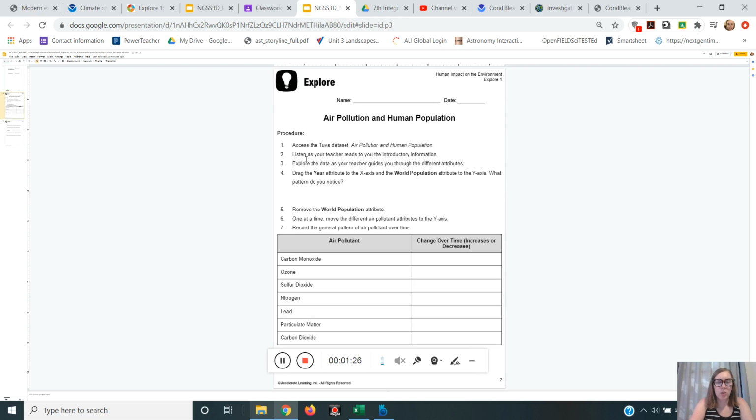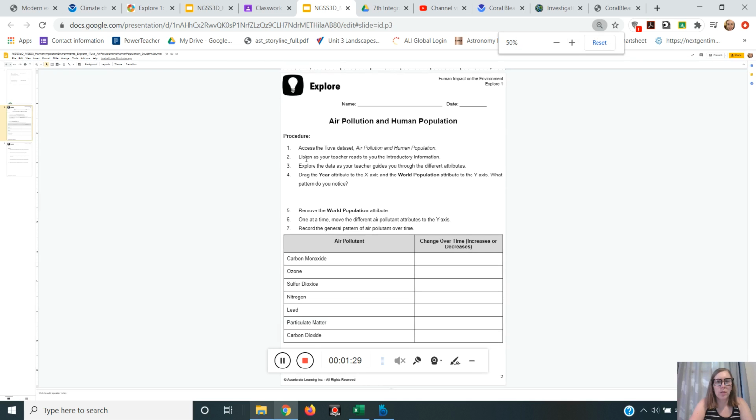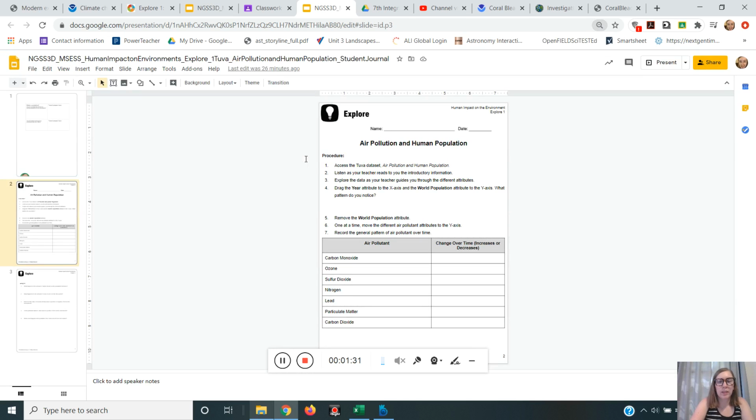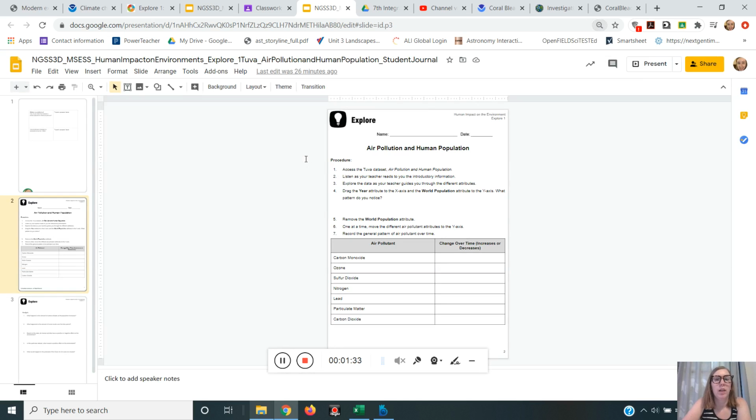The second page gives you directions and goes over the procedure. So I'm going to go over the first few steps with you. So we're going to go over the introductory information, and then I'm going to let you explore the data a little bit, and I'm going to show you how to set up your data set, and then just show you a couple of these air pollutant data sets that you're going to add to your graph.